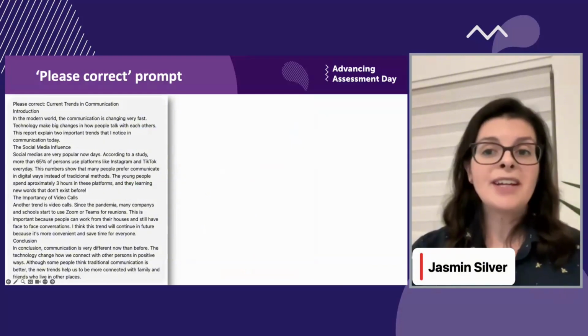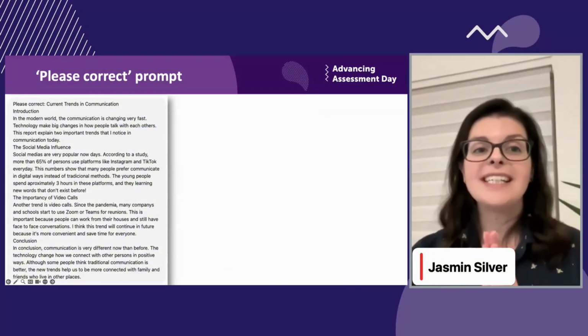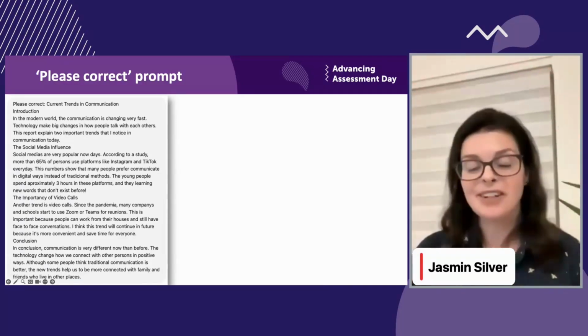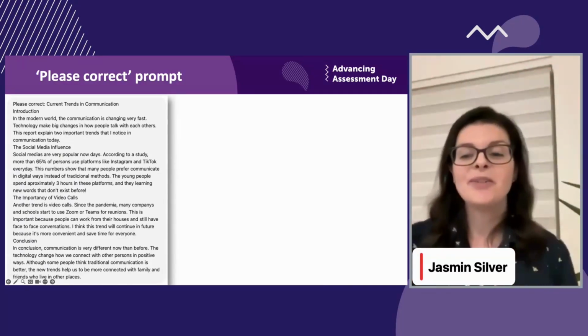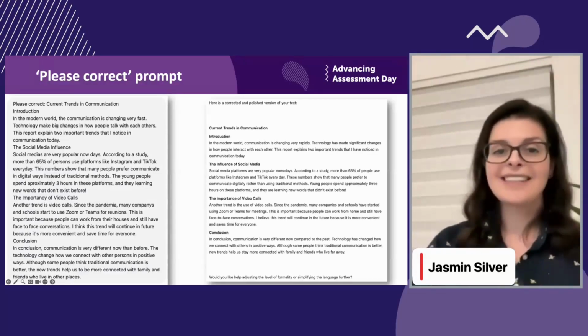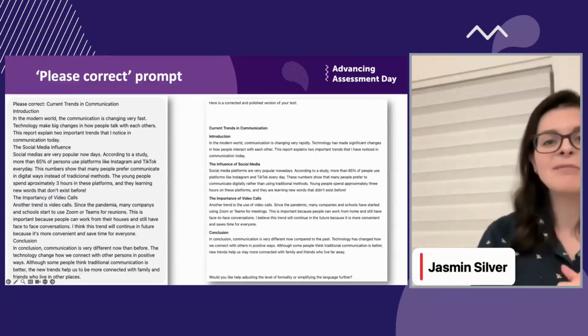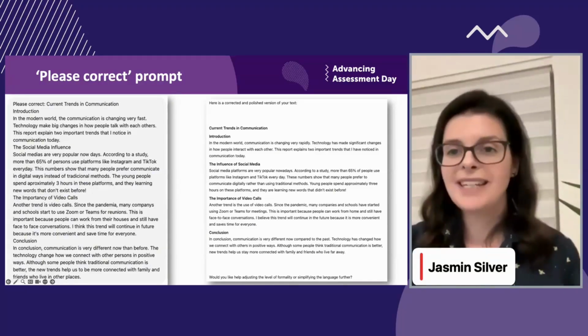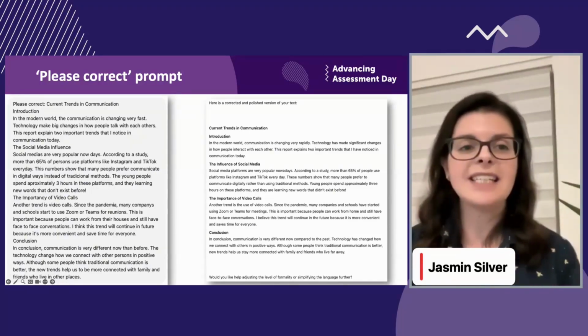So many of our students might do this. Write into ChatGPT, please correct, and then write their draft. So ChatGPT, of course, will say, yes, here we go. Here is a corrected and polished version of your text. So I'll zoom in a little bit to show you the kind of things that it did.